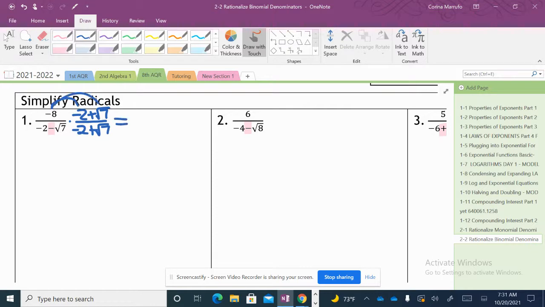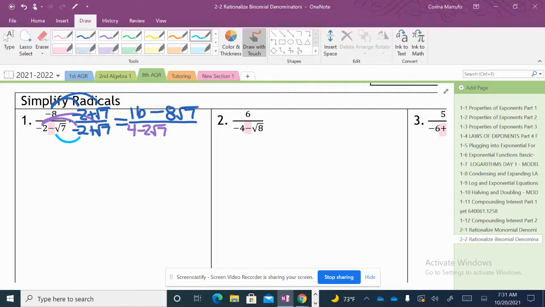-8 times -2 is a positive 16. And -8 times a positive square root of 7 is going to give us -8 and the square root of 7. Then on the denominator, we're also going to distribute. We multiply the first ones: -2 times -2 is going to give us positive 4. And then -2 times the square root of 7 gives us -2 and the square root of 7.